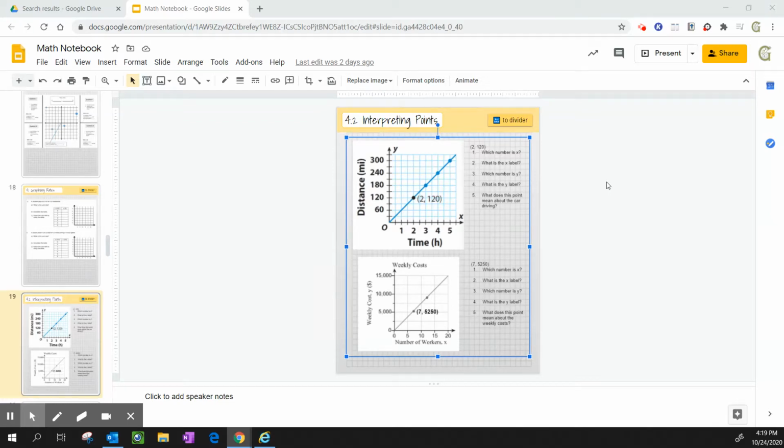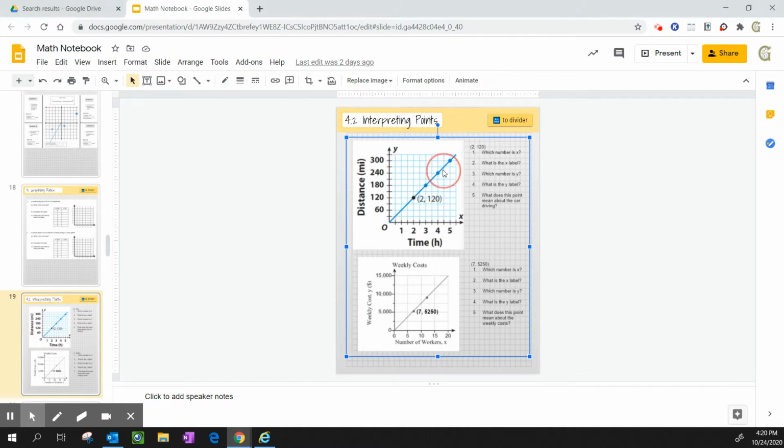Okay, so now that we've talked a little bit about graphing points, the idea here is if you get some points that are graphed, what are they telling us? Based on the labels on the graph and the numbers that we see, what do those things mean in the context of the problem? That's what we're going to look at here.